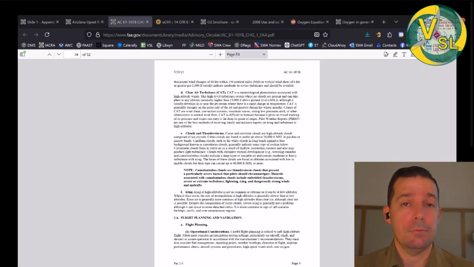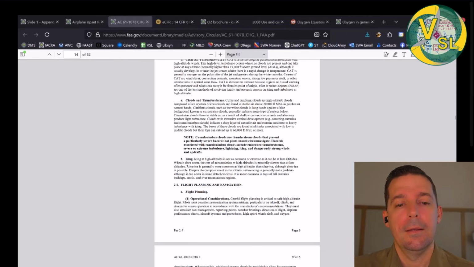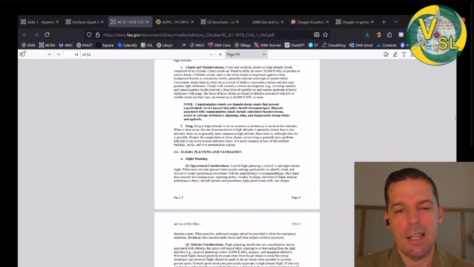So typically we're not as concerned about airframe icing at those high altitudes, but we are concerned about some phenomena like ice crystal icing. And again, that's more of an ATP thing to be worried about. And then icing at high altitudes, again, is not as common there. That's the last paragraph it talks about.